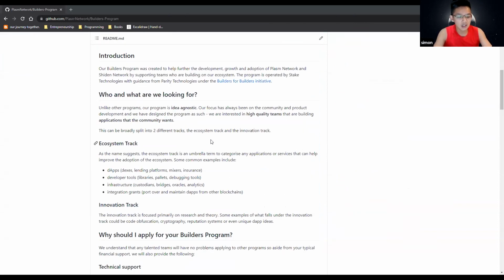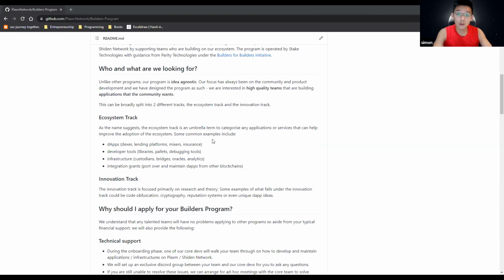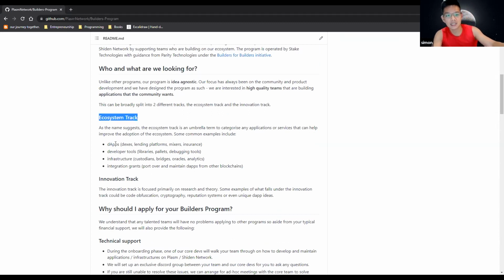Essentially, we are planning to split this Builders program into two different tracks. There's going to be an ecosystem track, which covers things like dApps, developer tools like libraries, palettes, infrastructure like custodians, bridges, oracles, and things like that. And then there's also an innovation track, which is something that's completely unique. It might not make a lot of sense, but it might sound like something that might be useful to try.